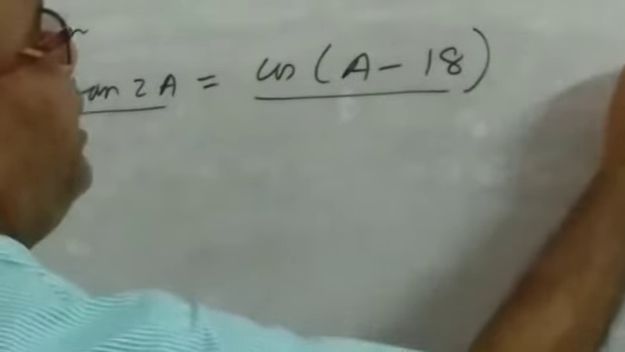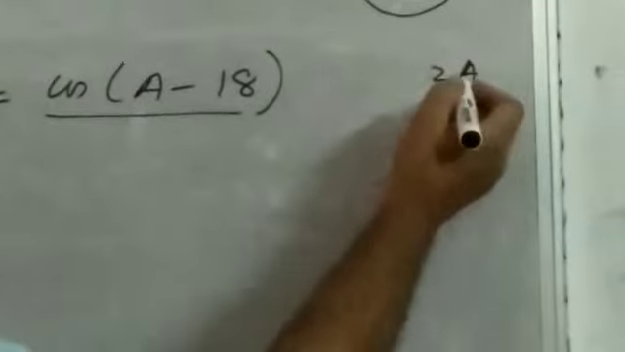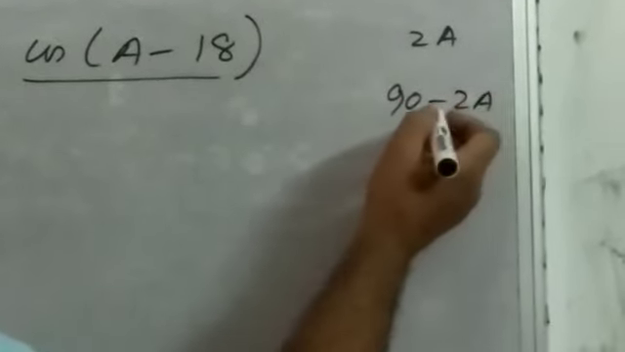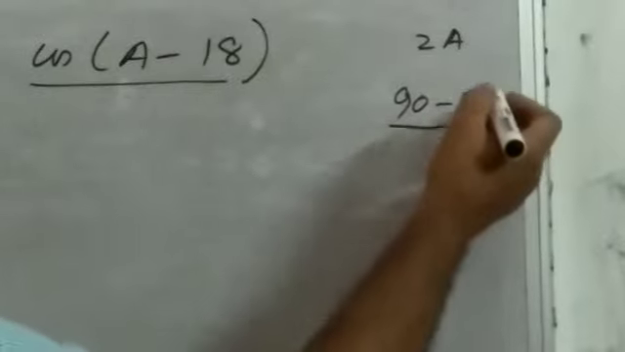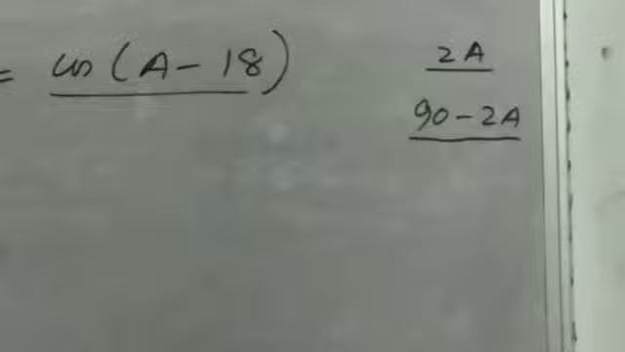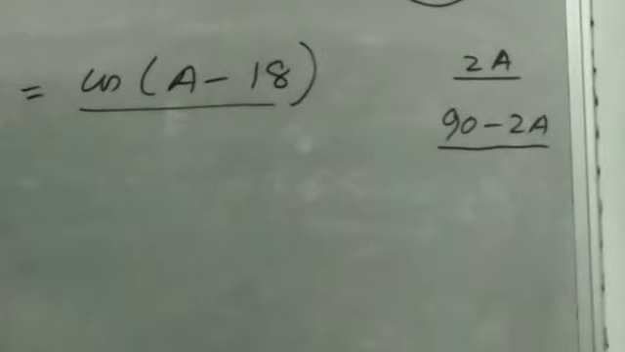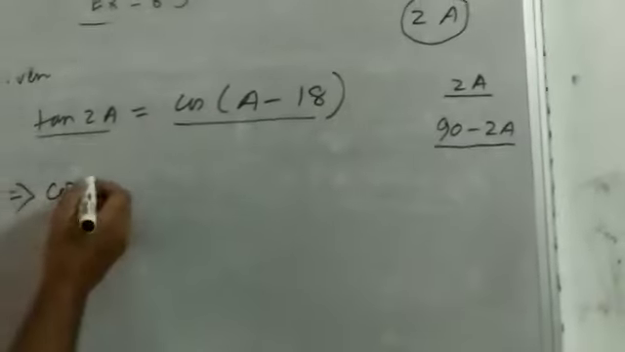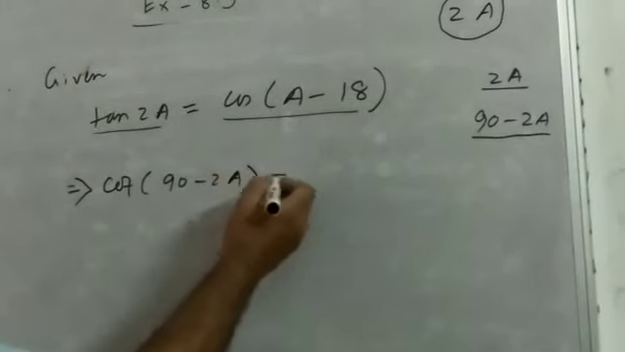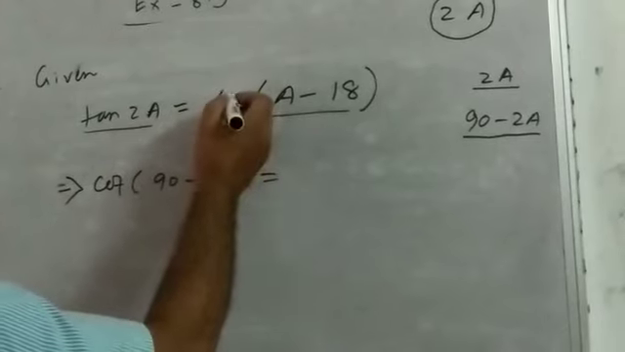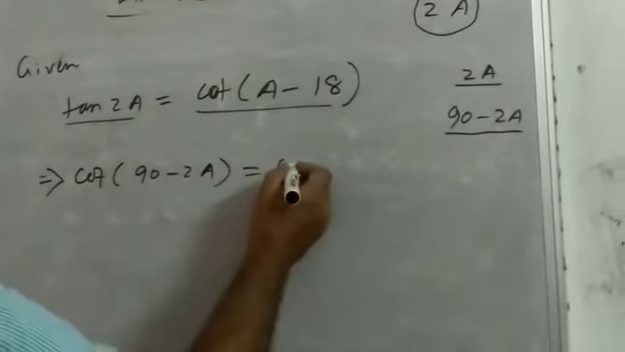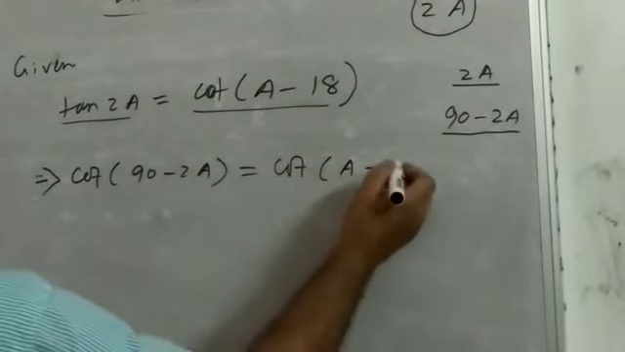Now suppose 2A is an acute angle, then what is the complement of 2A? It is clear that 90 minus 2A. Okay, 90 minus 2A is the complement of this angle 2A, because 2A is an acute angle. So the complement of tan is cot, and the complement of 2A is 90 minus 2A, so tan 2A is equal to cot (90 minus 2A). And the question was about cot, this one. So this is cot (A minus 18).